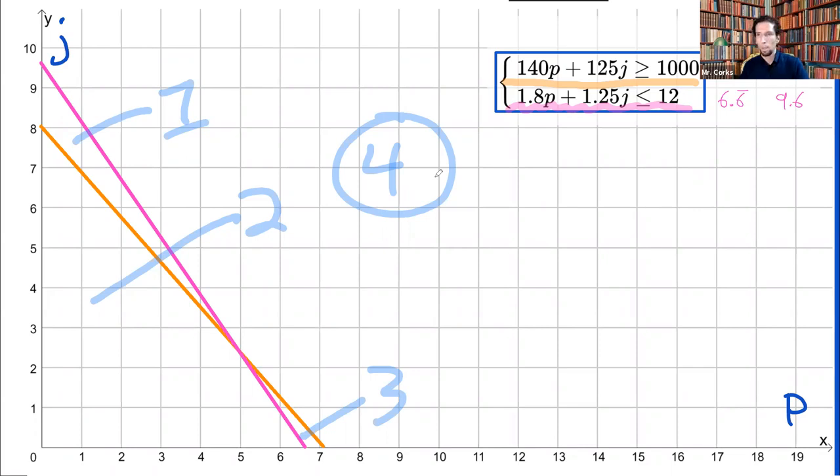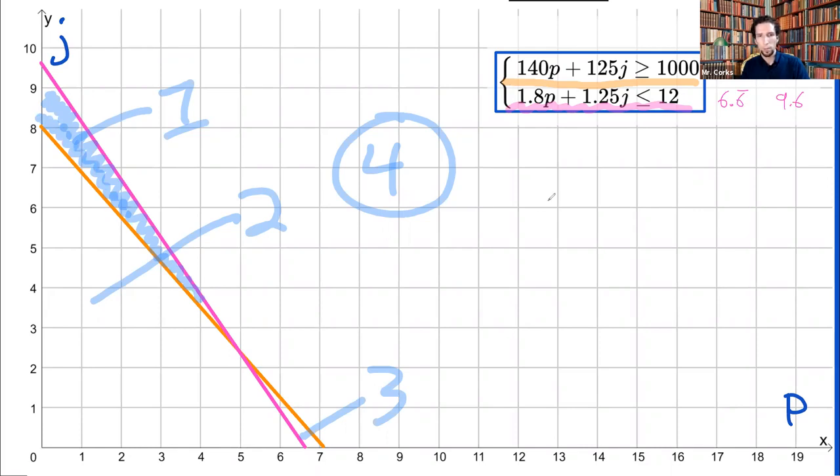I say 1. Everyone agrees 1? Okay. So if we're doing 1, that would mean we would have to be going below the pink one and above the orange one. So below the pink one and above the orange one. Let's start with the orange one here.